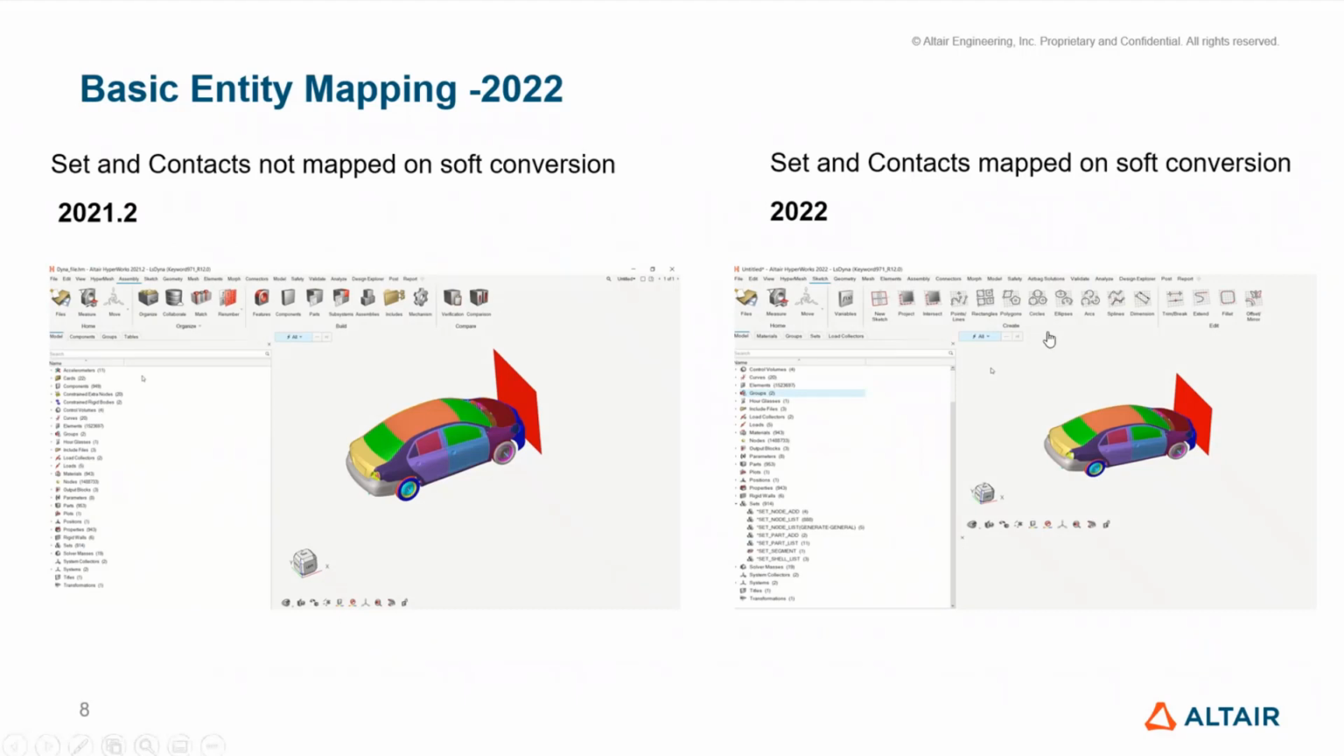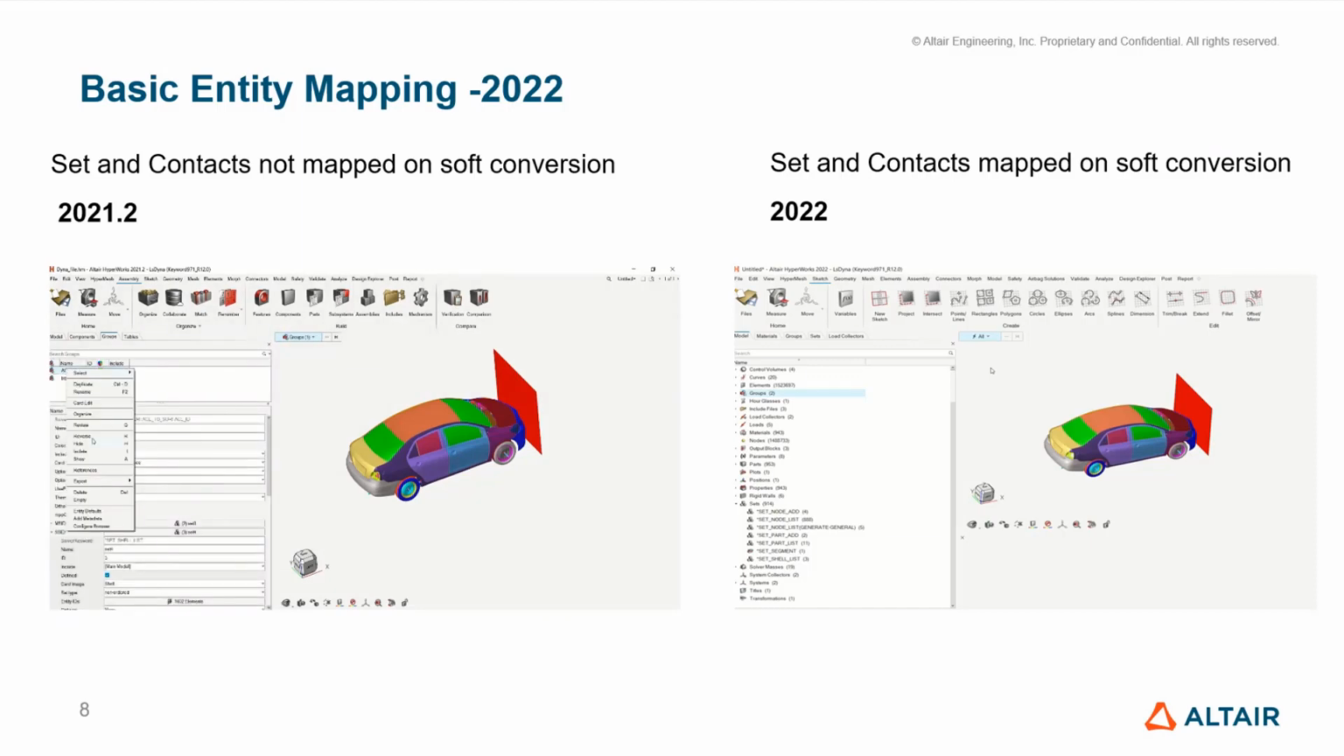Moving further, I would also want to talk about basic entity mapping, also called soft conversion, which we never had earlier, as part of mapping entities when I switch the interface from one to another. Let me quickly show you the difference between 2021 and 2022. In 2021.2, we supported soft conversion for component, material, and property. But going further in 2022, we have also extended the support to sets and contacts.